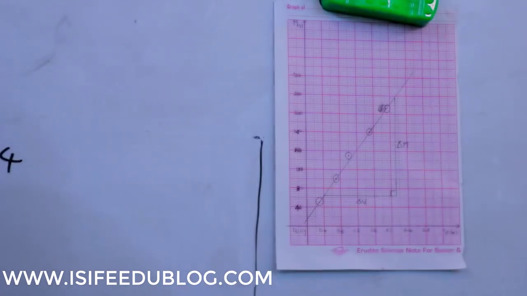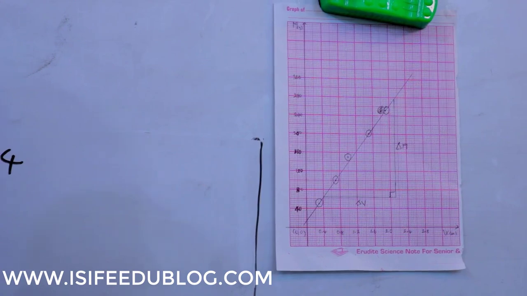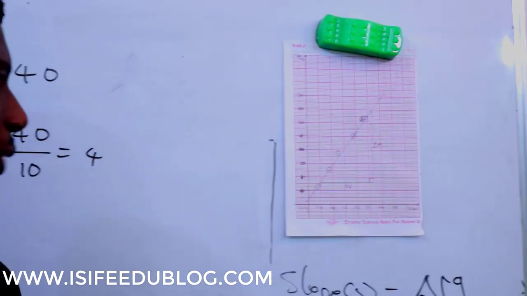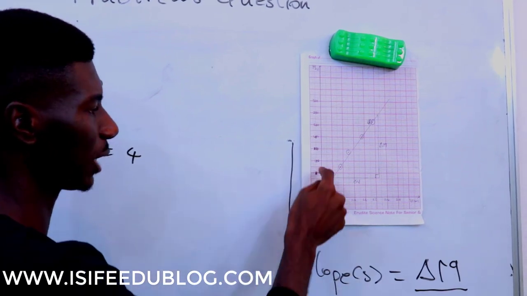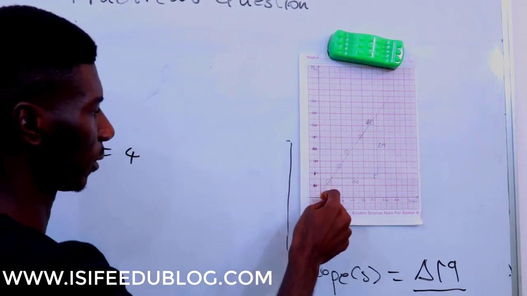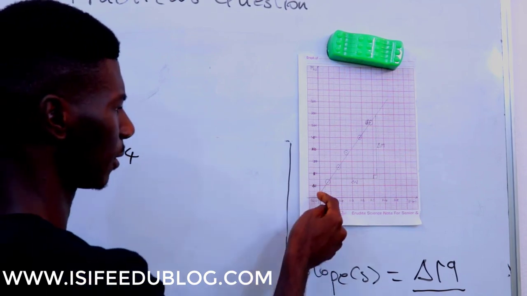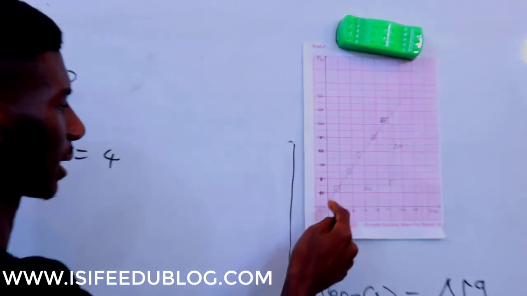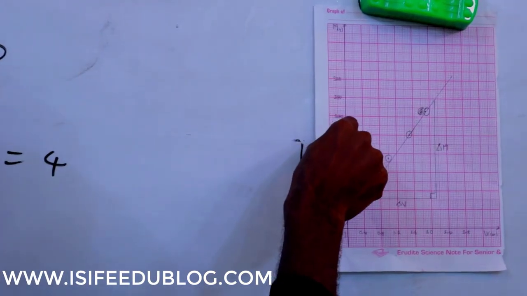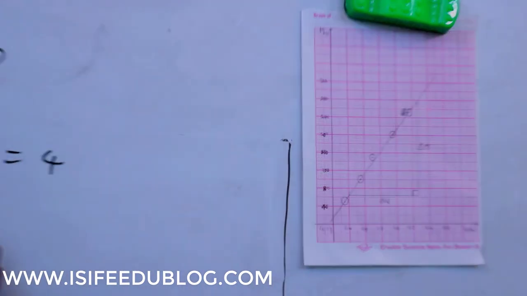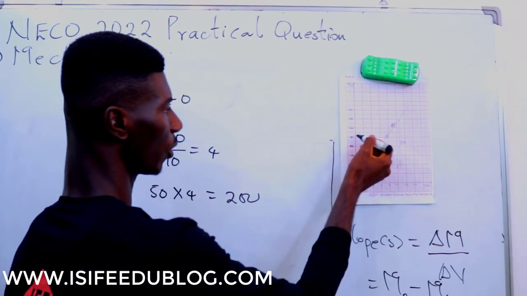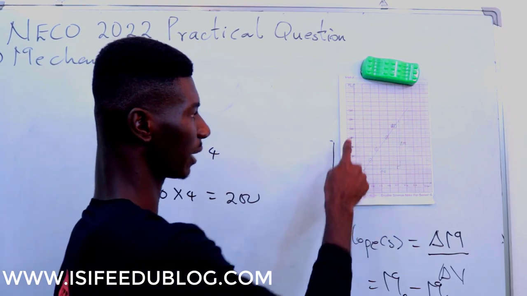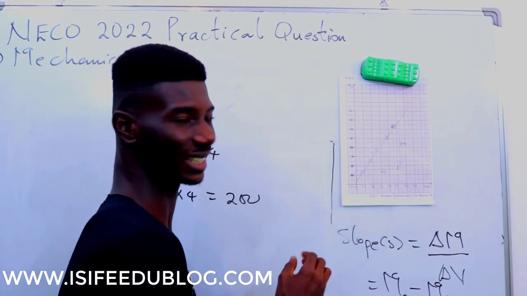Now, if I want to deduce something from this graph, look at what I will do. Since I now know the value of one line to be 4, I'll be counting in lines. From here to here will give me 10 lines. From here to here is 20 lines. From here to here is 30 lines. 40 lines. 50. Are you seeing it now? So 50 times 4 will give me 200. That is the value of 50 lines, and that is what we have here.